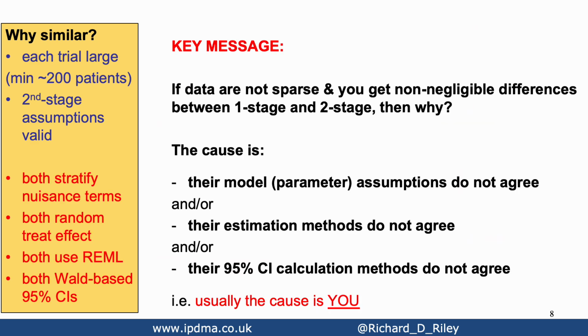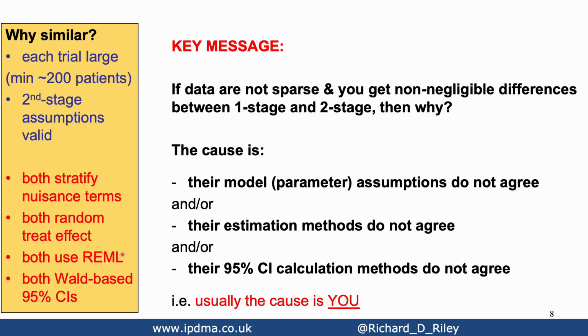So the key message, therefore, is that if the data are not sparse and you get non-negligible differences between one stage and two stage, then actually what I would say is it's you that's doing something wrong. It's not that there's a problem with a one stage approach or a problem with a two stage approach. It's probably the problem with what you're doing. That is that you're making different assumptions.